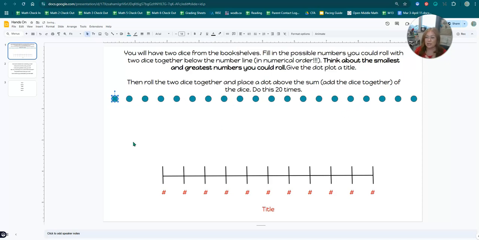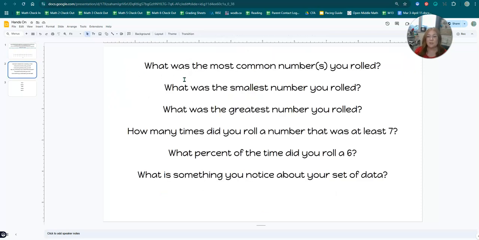So once you have rolled your dice 20 times and completed your dot plot, you have some questions to answer about your dot plot. So first it says, what is the most common, right? And there could be more than one. There could have been a tie. So which one goes up the highest? What was the smallest number? Now we're talking numbers, the lowest number that you rolled. What was the greatest number that you rolled? So I know it can't be bigger than 12, but maybe you didn't roll a 12. So what was the greatest number that you rolled?